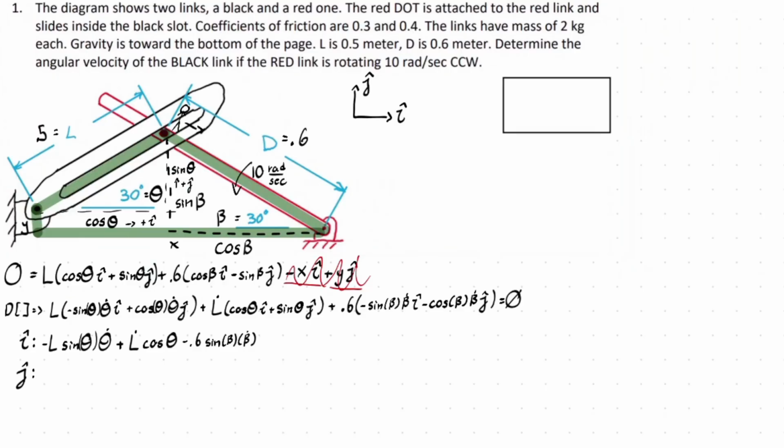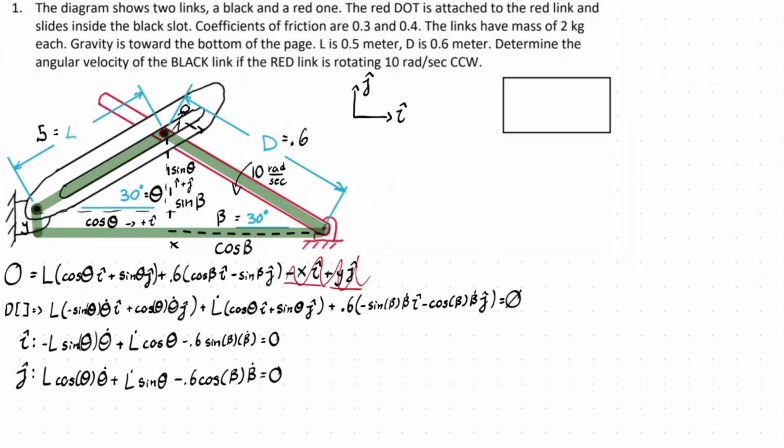My j component, I'm just going to do the same thing, but for the j's. So this becomes L cosine of theta times theta dot plus L dot times the sine of theta, and then minus 0.6 times the cosine of beta times beta dot. So I have these two equations, and I have a bunch of variables in them. Both of these are equal to 0, like we said earlier.